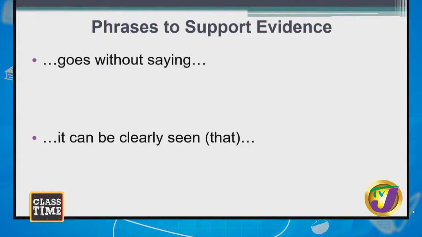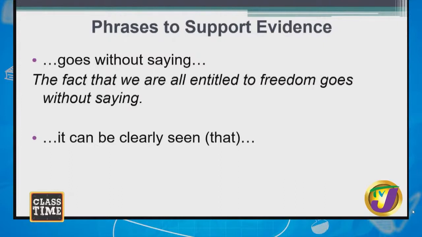How can you use goes without saying to support evidence? How can you use it can be clearly seen, and that can be in it or perhaps not. So that's why it's in bracket. You can use it with or without depending on the sentence you structure. So let's look at an example now. So the fact that we are all entitled to freedom goes without saying. So you have supported evidence. You have showed that freedom is a must. And that is something that everybody understands.